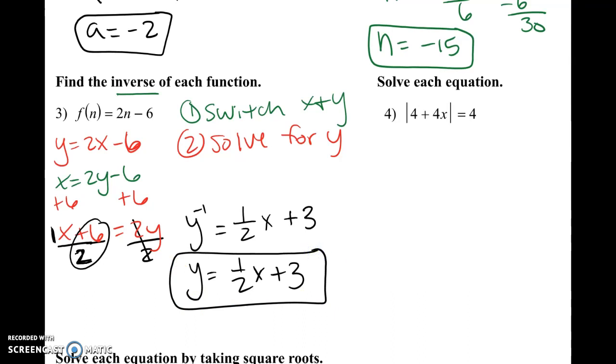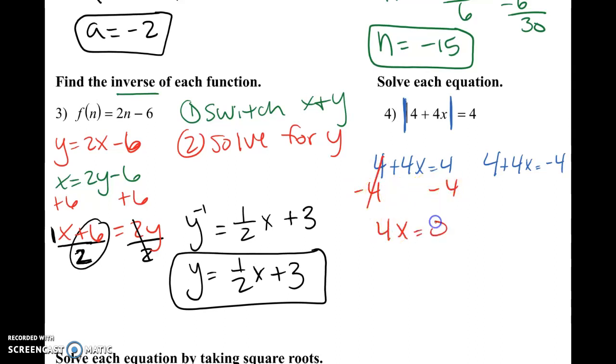For question number 4, it says to solve each equation, and I notice that this is absolute value. That's what these right here are. So when we do absolute value, we have to split this into 2 equations. So I'm going to have 4 plus 4x equals 4, and 4 plus 4x equals negative 4. So if I'm solving, I'm going to subtract 4 to both sides, and I get 4x equals 0, divide by 4, and I get x equals 0.